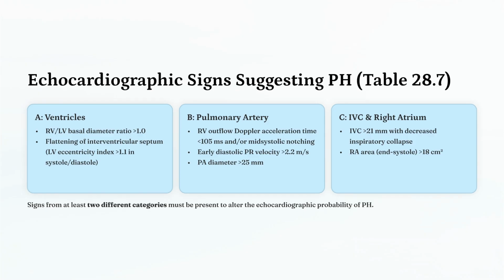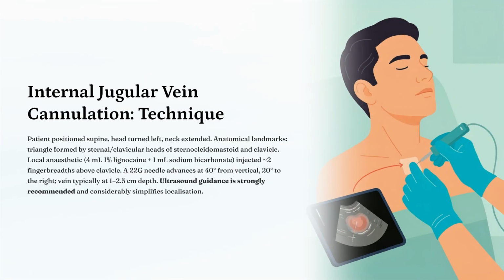Exercise-induced pulmonary hypertensive responses are not always pathological. While elite athletes may show high pressures due to extreme flow, others may exhibit late-stage pulmonary vasoconstriction. Exercise testing can help correlate these hemodynamic findings with patient symptoms. Echocardiography remains a vital screening tool for pulmonary hypertension. Signs are categorized into ventricular, pulmonary artery, and atrial assessments. To reliably increase the echocardiographic probability of the condition, signs from at least 2 different categories should be present.